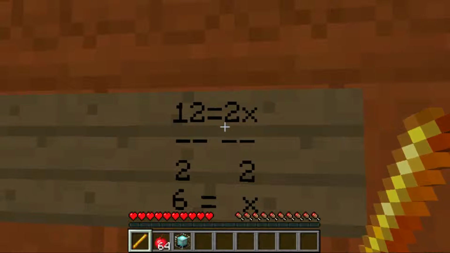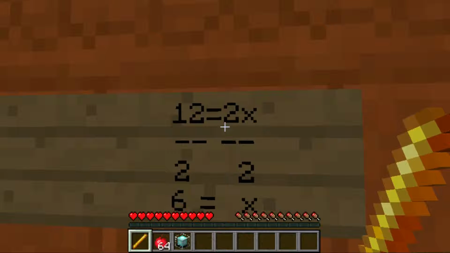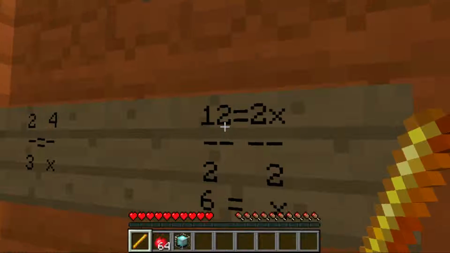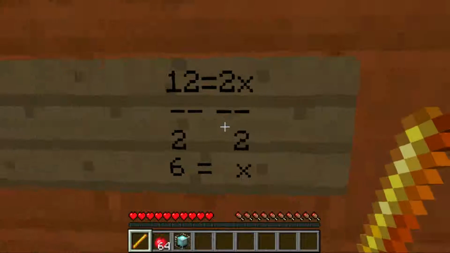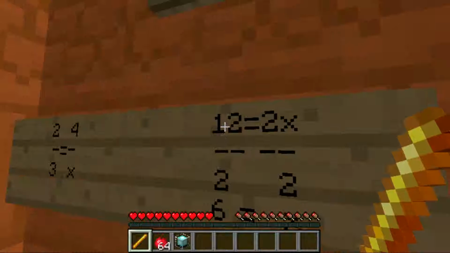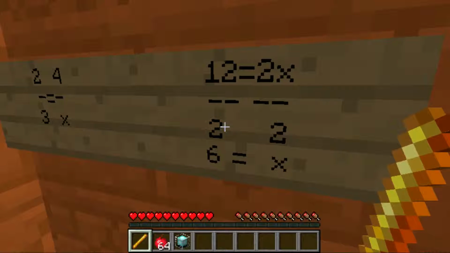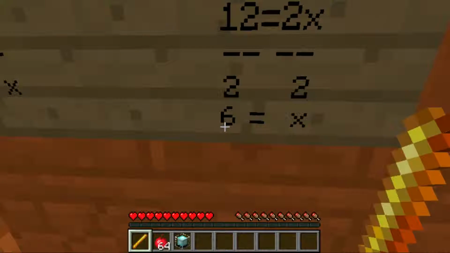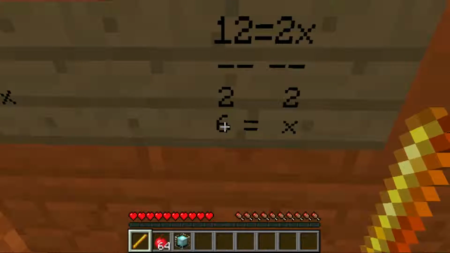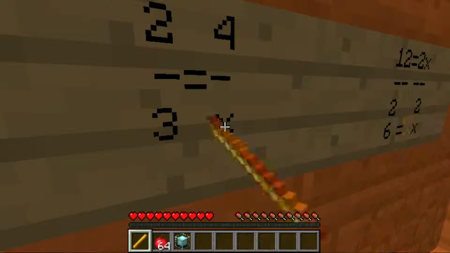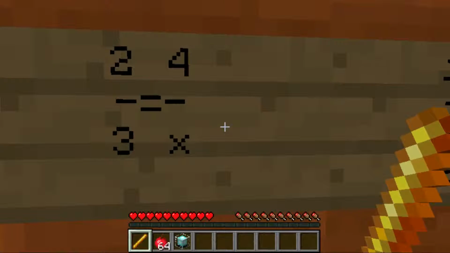And with problems like this, what you do on one side of the equation, you have to do on the other side of the equation. So you have to divide this by 2. And so 2x divided by 2 equals x, and 12 divided by 2 equals 6. And so what you end up with is 6 equals x. 6 is x. And so you could replace this x with 6, and that gives you your answer.